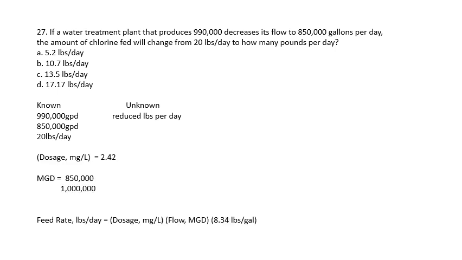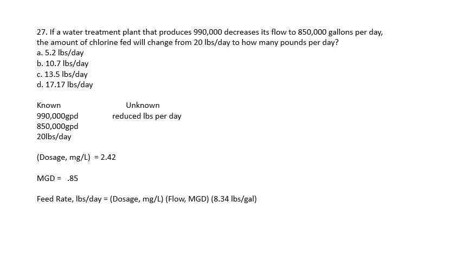So now we can find the feed rate, pounds per day. We're going to do the 850,000 gallons per day, convert it to million gallons a day, so divide it by a million. And now we have the feed rate, pounds per day, is the dosage, milligrams per liter, times flow, million gallons a day, times 8.34. Plug in your 2.42 milligrams per liter times 0.85 million gallons a day times 8.34 pounds per gallon. That's going to change your feed rate to 17.15 pounds per day.